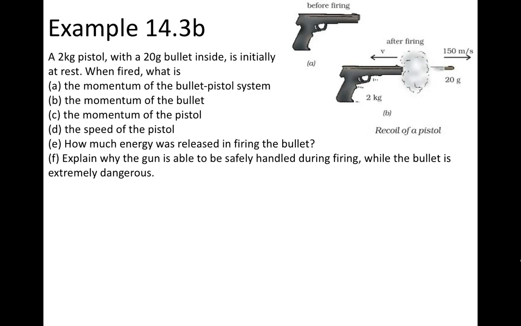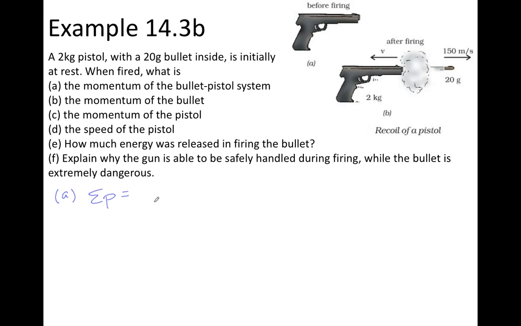In this example, we have a 2 kilogram pistol with a 20-gram bullet inside. The pistol and bullet are initially at rest. After firing, we want to know the momentum of the bullet pistol system. Well, there are no external forces acting on the bullet pistol system. Therefore, the momentum of the bullet pistol system has to be conserved.